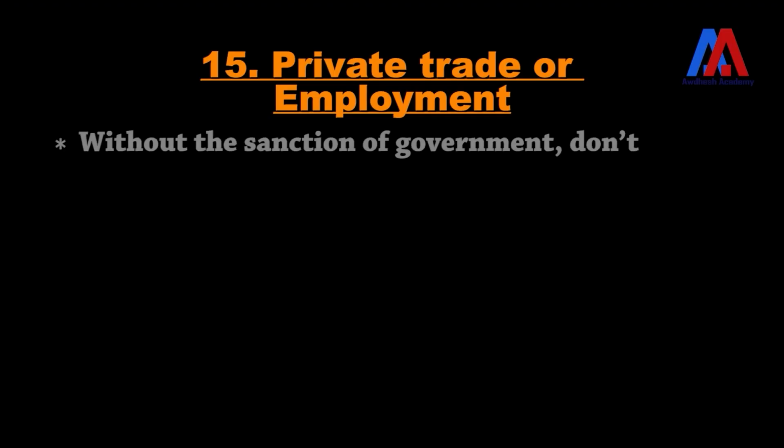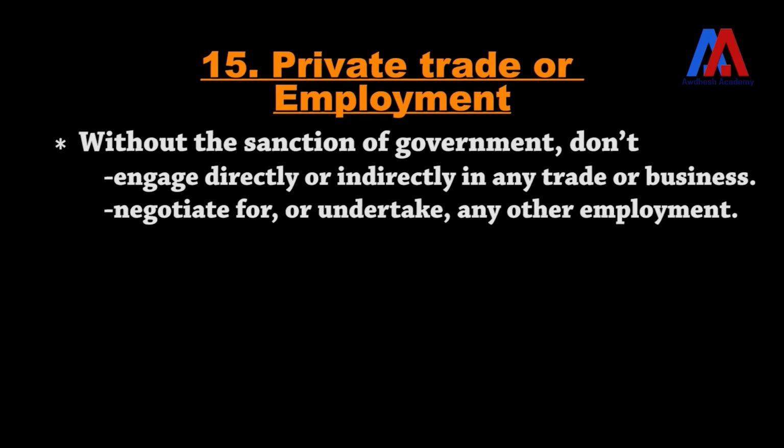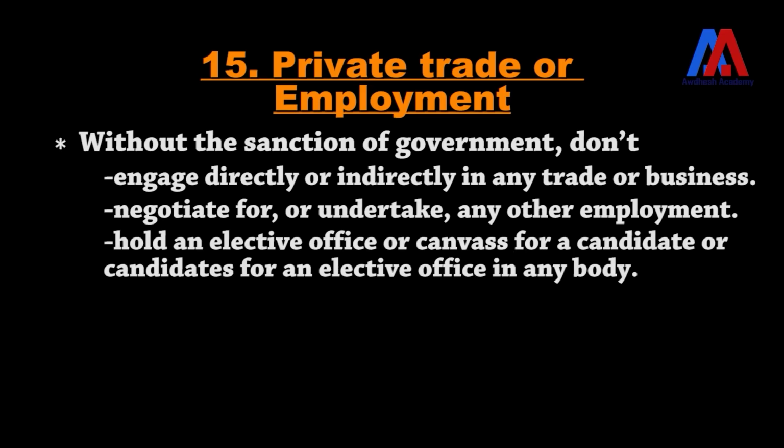It says, without the sanction of the government, don't engage directly or indirectly in any trade or business. Don't negotiate for or undertake any other employment. That means when you are in the government service, you are not supposed to negotiate with another private party for any job. That's not permitted. Only after you resign, you can negotiate. Because when you are in the government, you can use your influence and get a top paying job. So that's not permitted. You are also not allowed to hold any elective office or canvass for a candidate for an elective office of anybody.